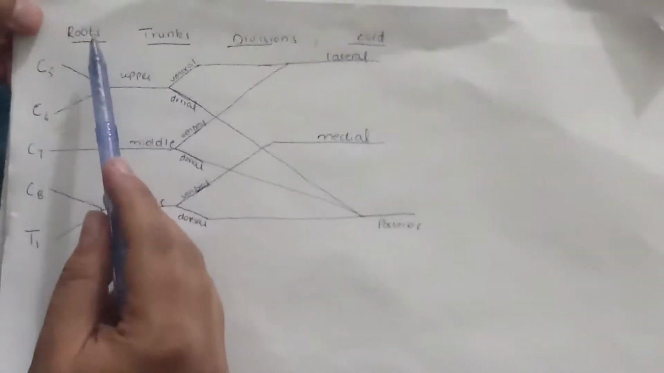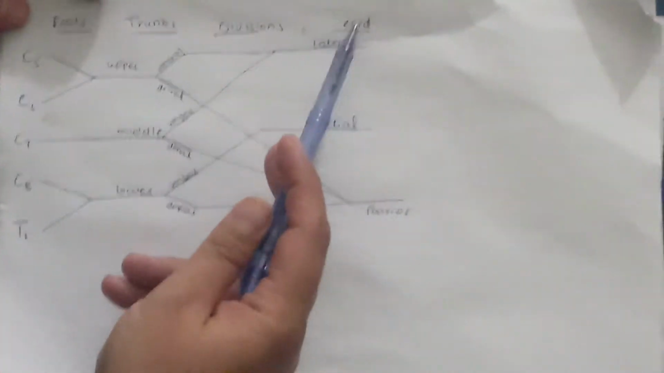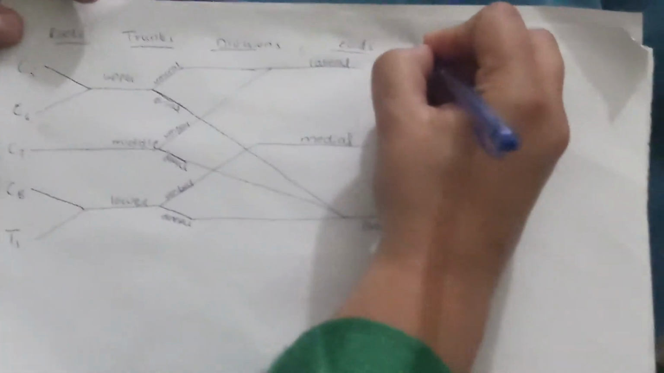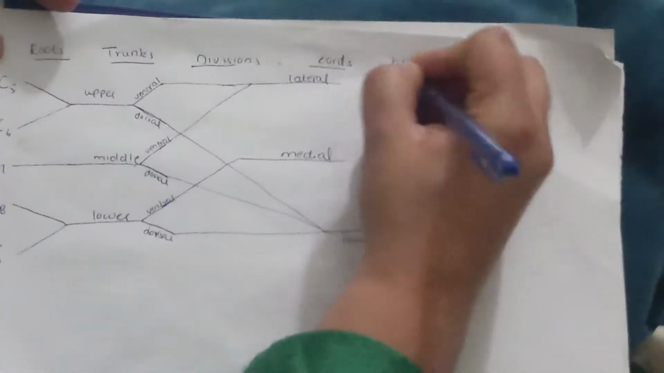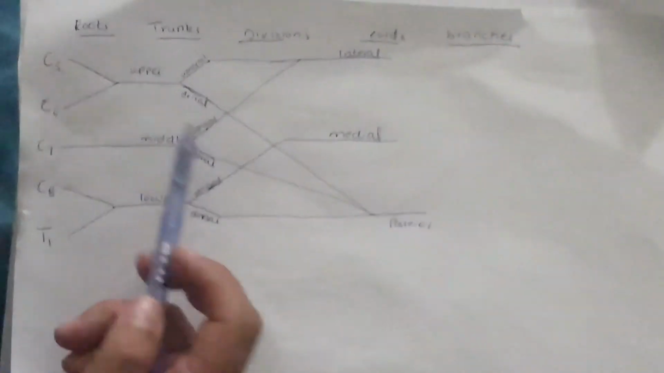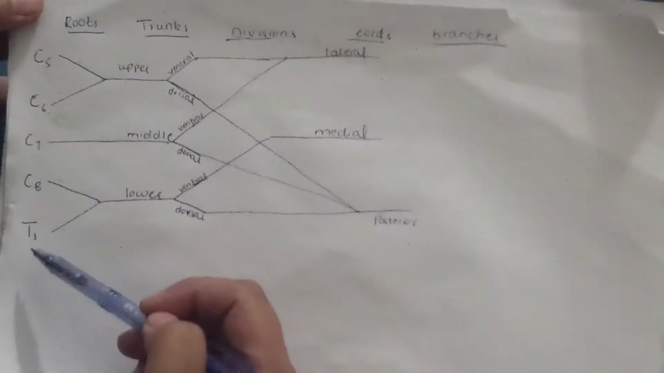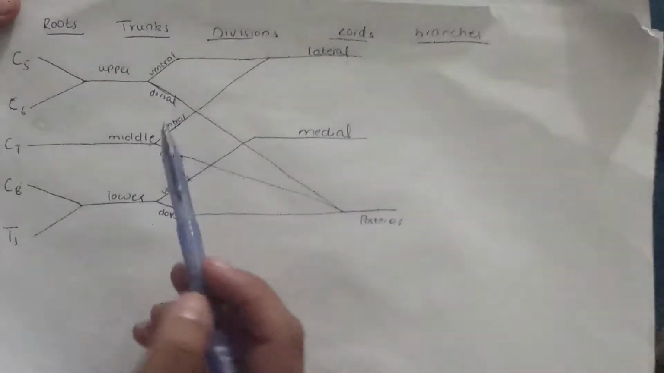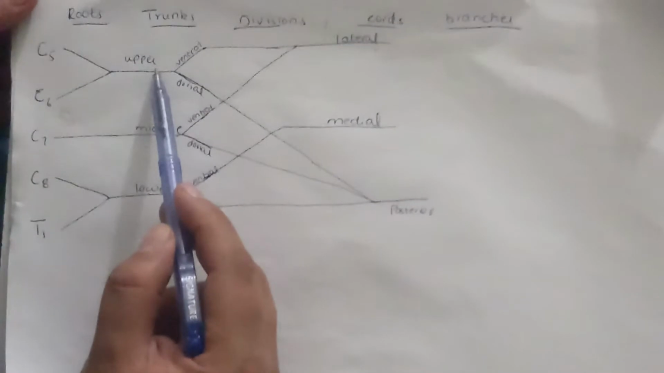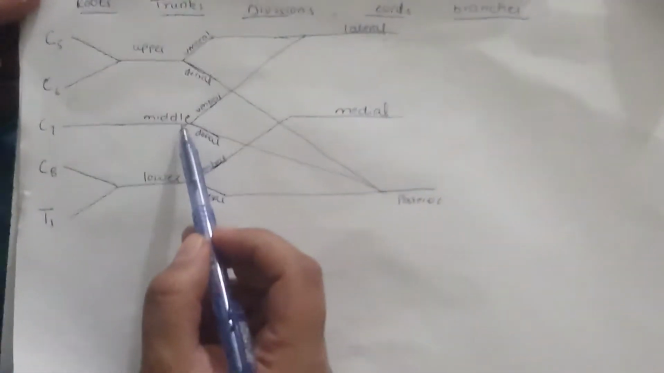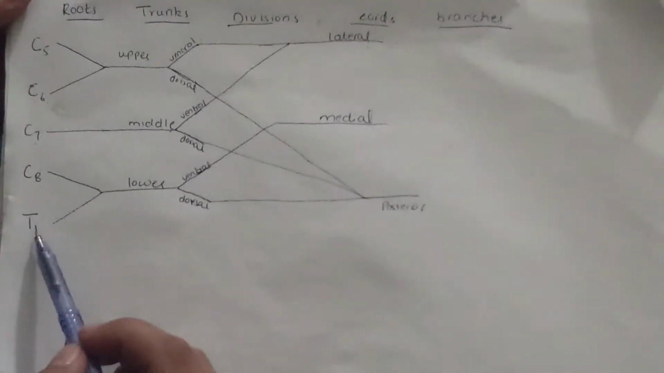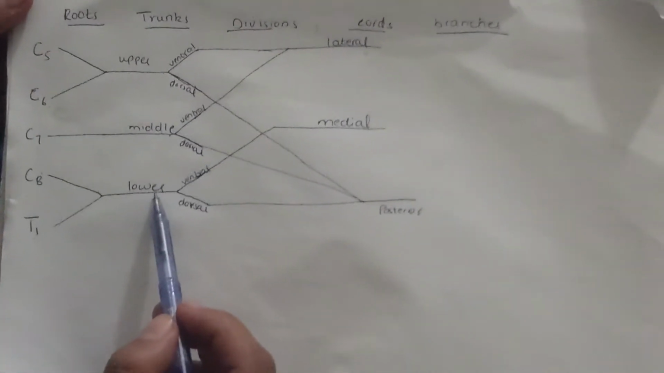So as you can see, what are the different parts of the brachial plexus? How will it form? We have the roots, trunks, divisions, cords, and later on we will also discuss the branches. We discussed that the brachial plexus mainly forms from the anterior rami of the lower four cervical and the first thoracic nerve, T1. So by the combination of the C5 and the C6, there is the formation of the upper trunk. C7 will go straight and form the middle trunk. C8 and T1 roots will combine to form the lower trunk.